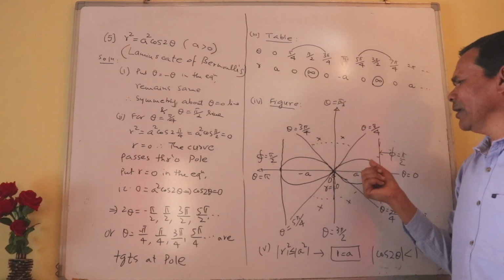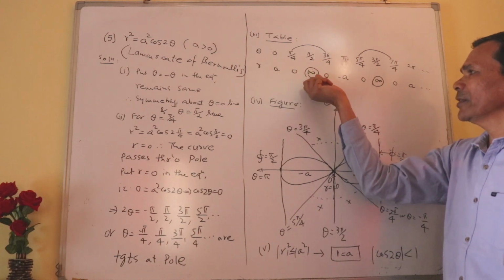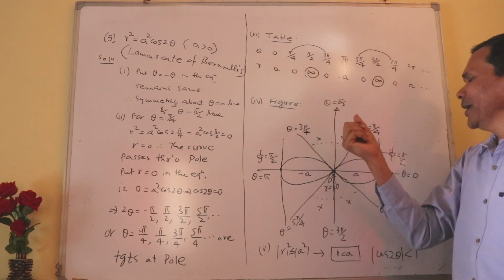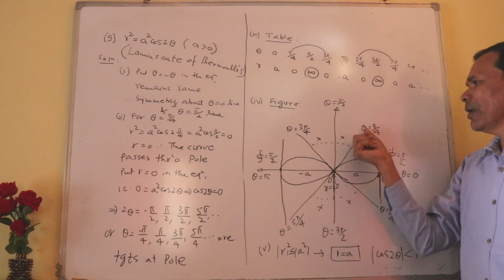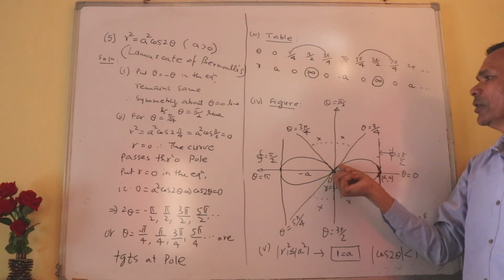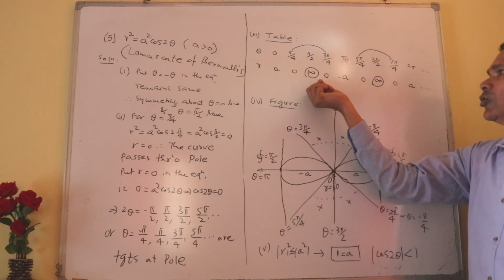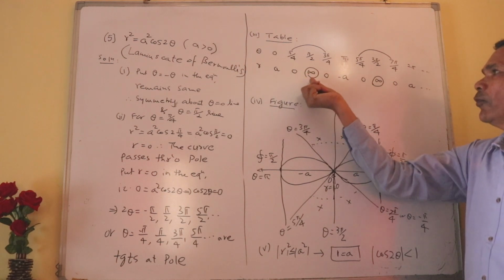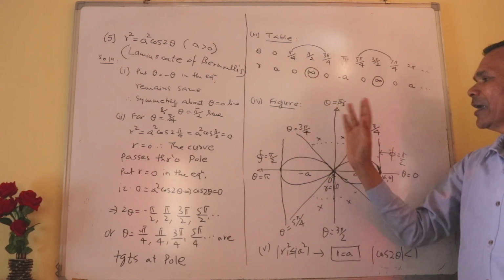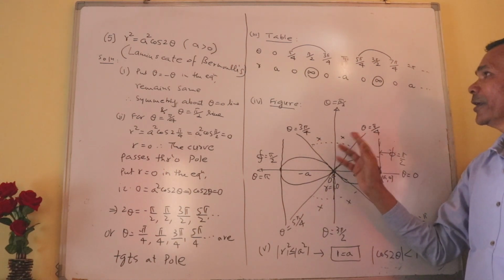If you take some other values also, say pi by 3, pi by 6, similarly some more values, then for theta is equal to pi by 3, r square becomes negative. Similarly, some values here also you can take, it becomes negative. So from pi by 4 to 3 pi by 4, r square is negative, and the curve does not exist over here.